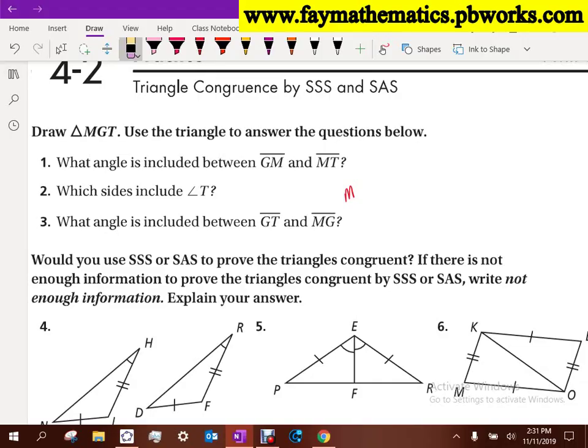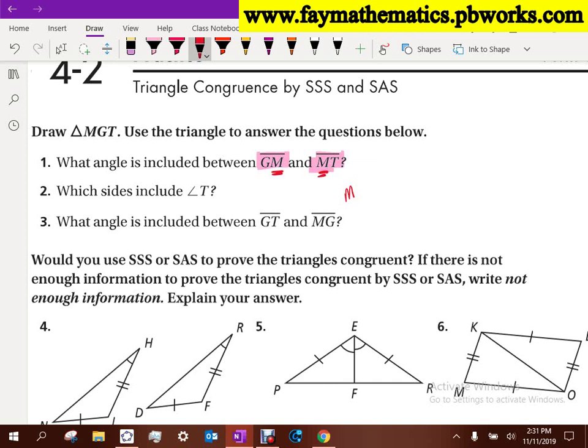Have a picture or not. Okay? And it doesn't matter. If I look at GM and MT, what letter do they have in common? M. Was that the answer to our question, number one? It's angle M, right? Okay.